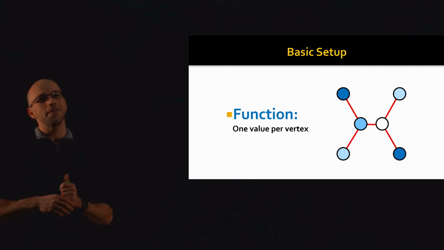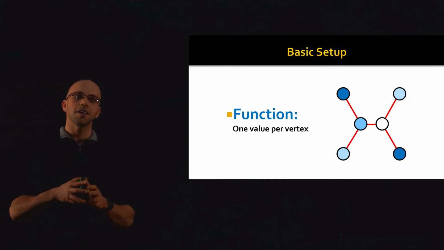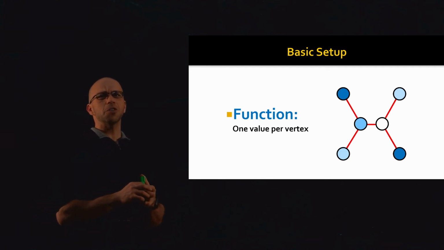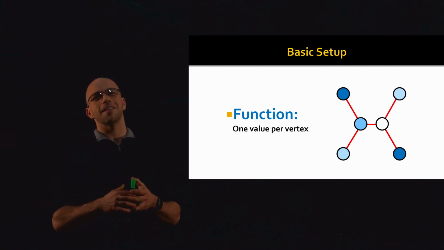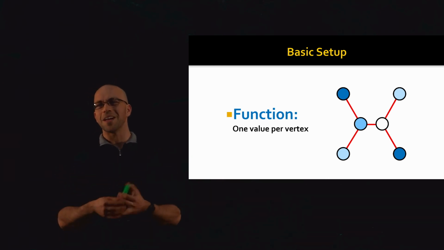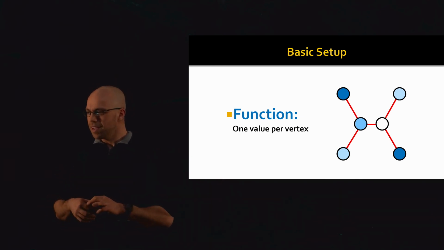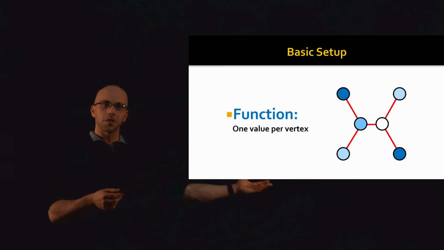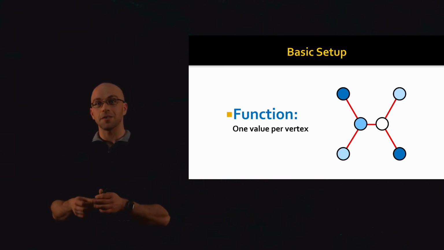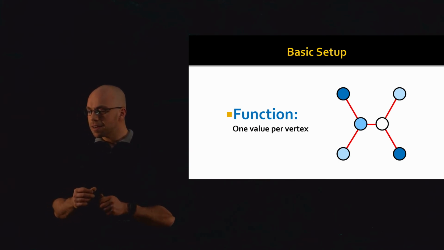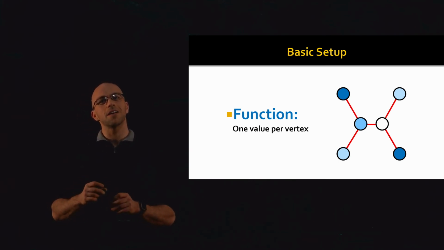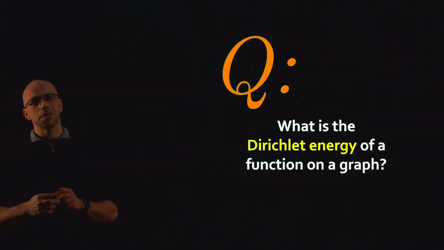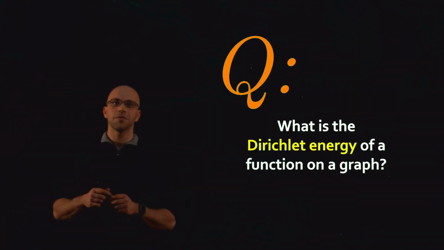So remember that a graph is a collection of nodes that are connected together by a collection of edges. When we talk about a function on a surface, it's like a value at every point on the surface. Here, when I talk about a function on a graph, what I mean is an assignment of one value to every vertex of our graph. And here's going to be the way that we'll construct a Laplace operator on a graph, which is to measure the Dirichlet energy of a function on a graph.